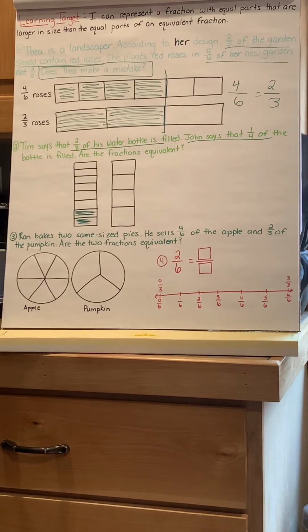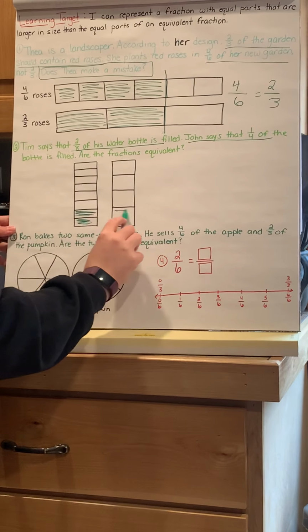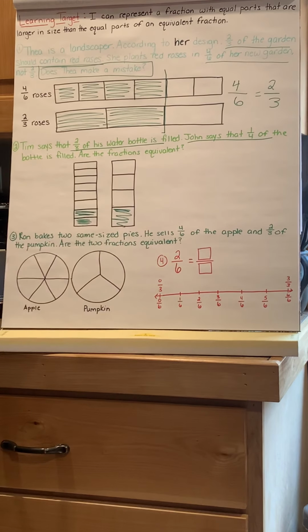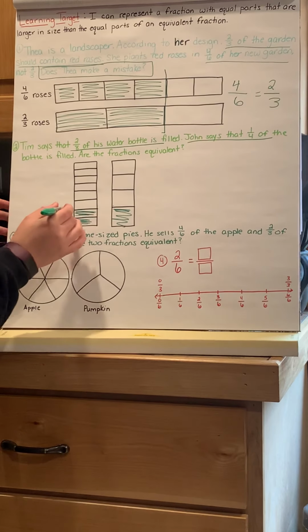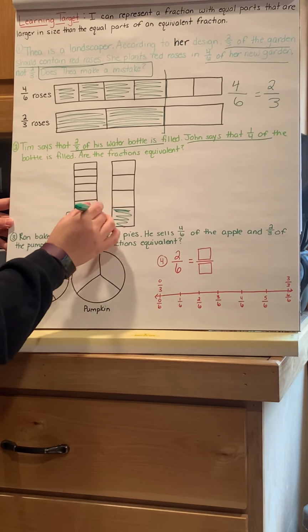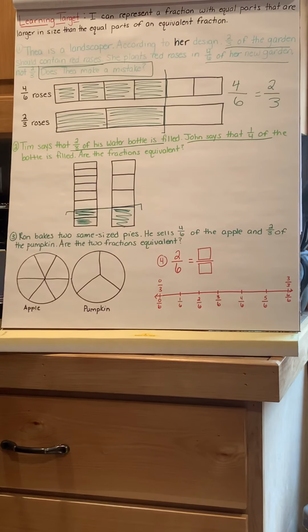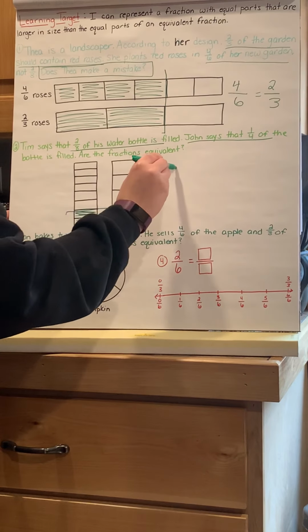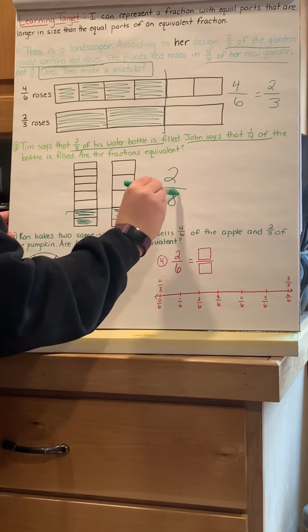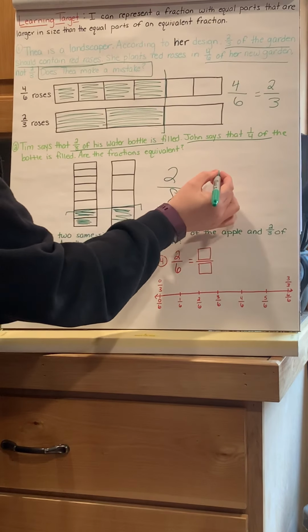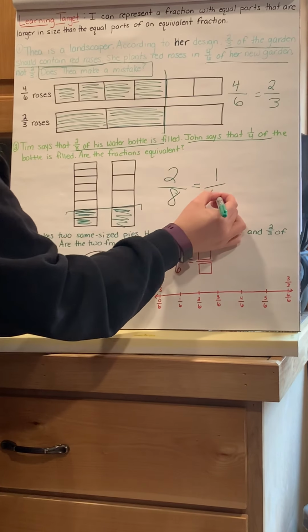Now, John says that 1/4 of the bottle is filled. 4 equal parts, fill in 1. So I'm looking at these 2 fraction strips, and I can see that they take up the same amount of space. They take up an equal amount. So I would be able to say that 2/8 is equal to or equivalent to 1/4.